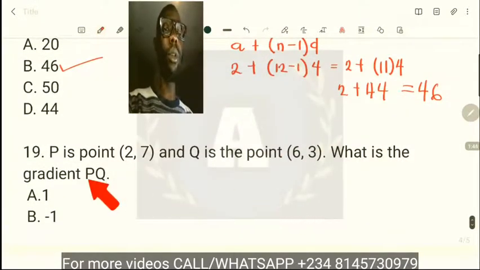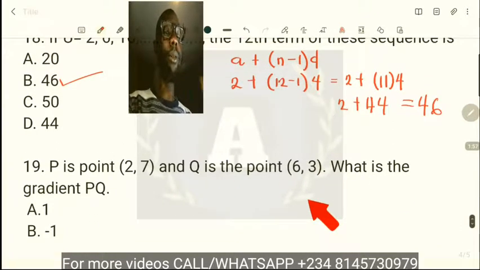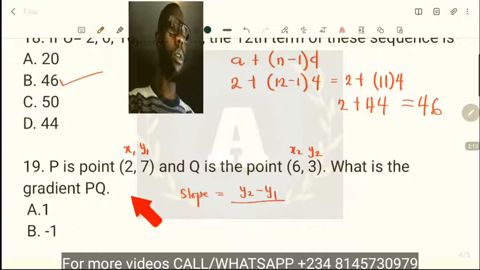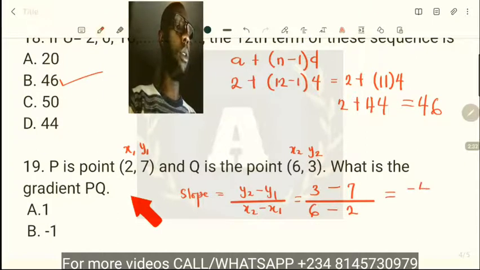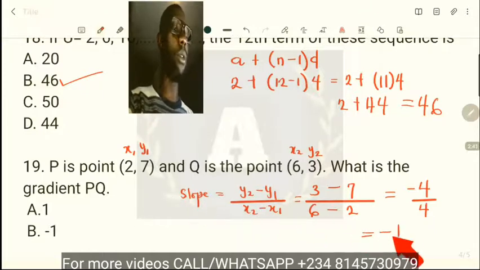Then we have the next question, which says point P is (2, 7) and Q is (6, 3), what is the gradient PQ? Now if this is x1, y1, then this is x2, y2. To get the gradient, which is also known as the slope, that is y2 minus y1 over x2 minus x1. Our y2, which is 3, minus y1, which is 7, divided by x2, which is 6, minus x1, which is 2. So 3 minus 7 is minus 4, divided by 6 minus 2, which is 4. So 4 divided by 4 is 1, and don't forget the minus which is there. Then you have to put minus 1.